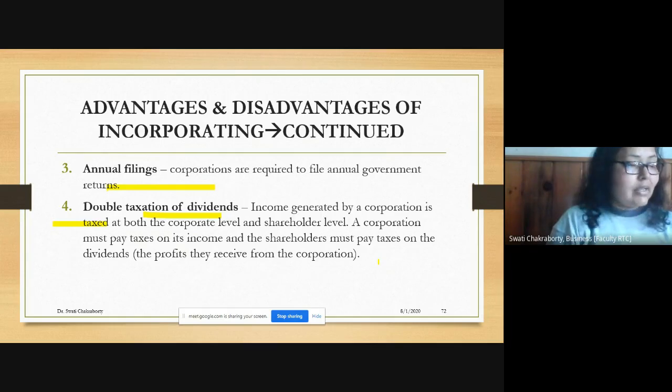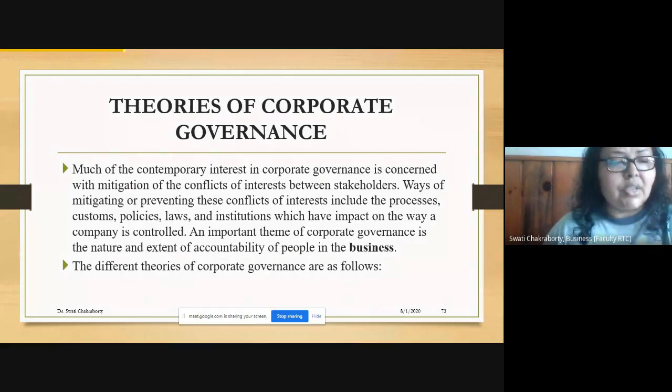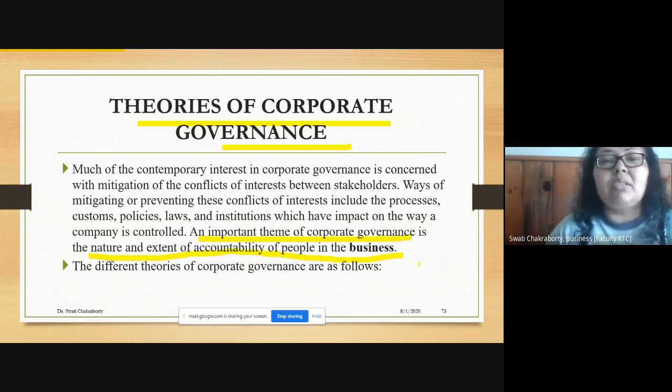So next comes the last thing that we have in today's class, which is the different theories of corporate governance, right? What are the different theories that we have? Different groups of experts have come up with different theories. But one important theme of corporate governance is that all of these theories talk of the nature and extent of accountability of people in business, right? So let's talk of the different theories.